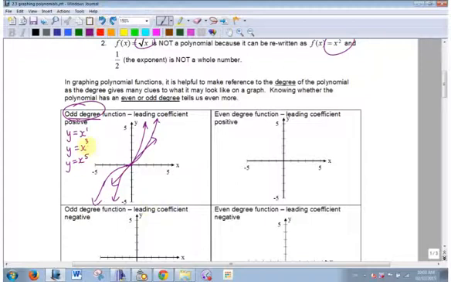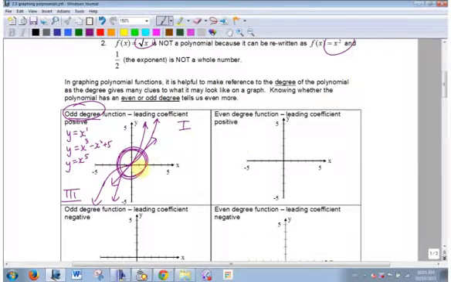Okay. Now, as I add other things in here, that will change the shape of this guy around here. But as far as quadrants, I'm telling you, that's always going to go up in quadrant 1 and down in quadrant 3. Do you know what y equals x to the 17th will look like? It will always go up in quadrant 1 and down in quadrant 3. Okay?